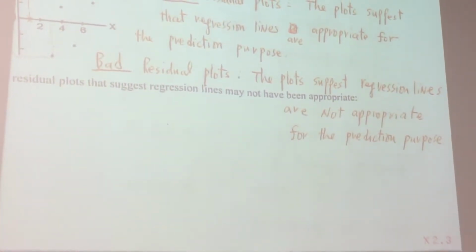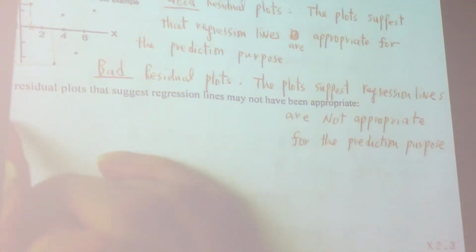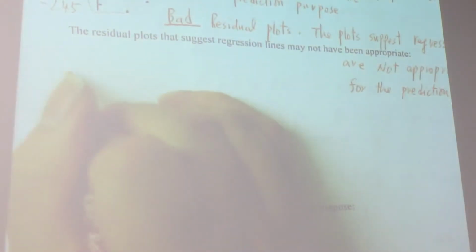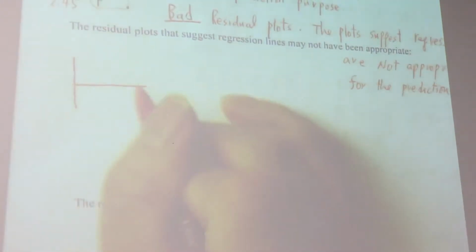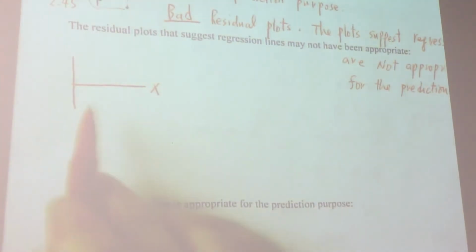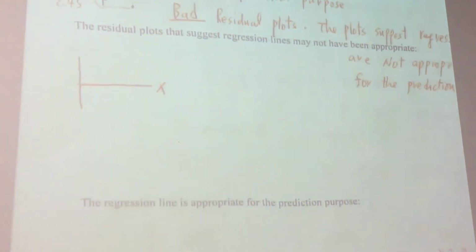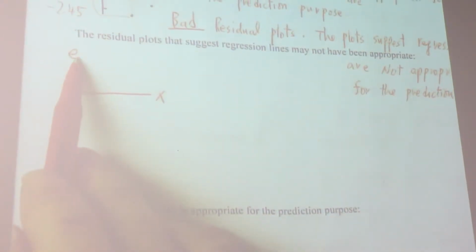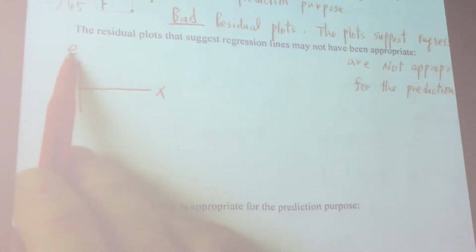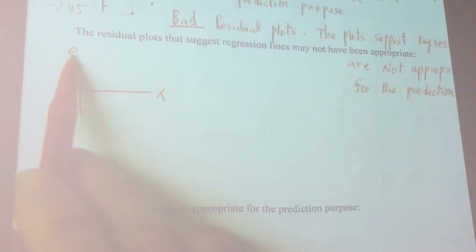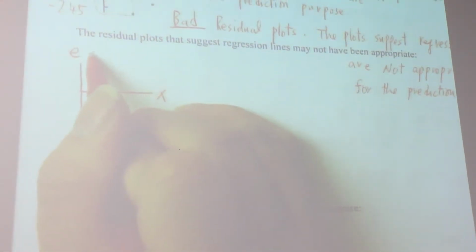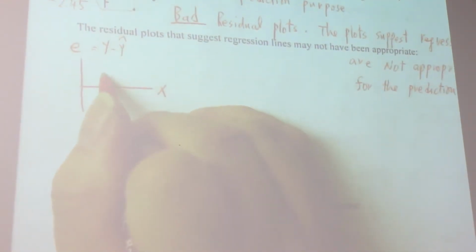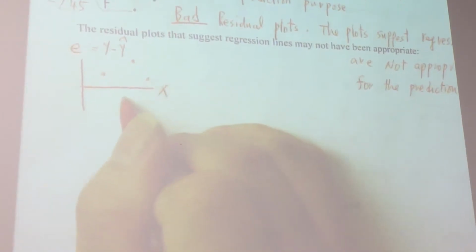Okay? Now, let's look at a couple of graphs. For example, one. Look at the first graph. This is x, which is the explanatory variable. And e is the prediction error, not like a scatter plot. In a scatter plot, the vertical axis is y. But for a residual plot, the vertical axis is the prediction error, y minus y hat. Now, tell me if this is a good residual plot or a bad residual plot.